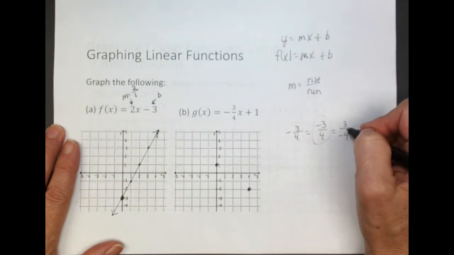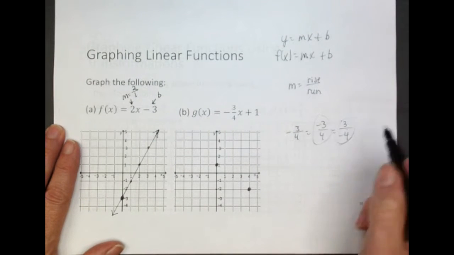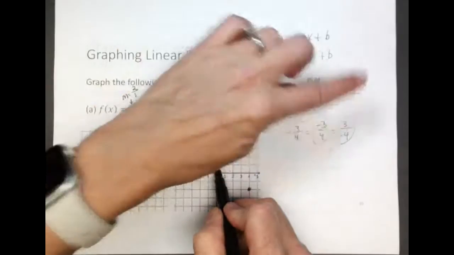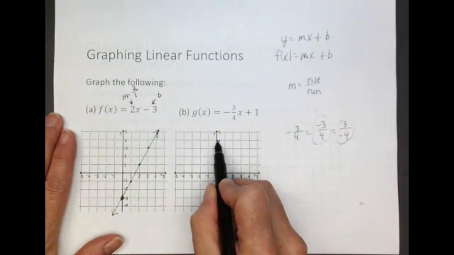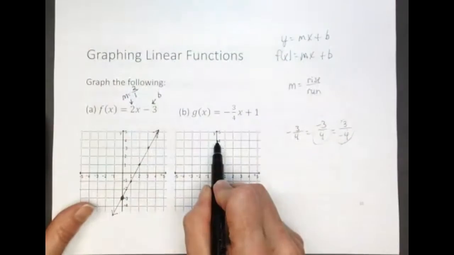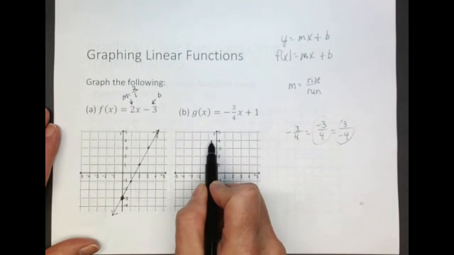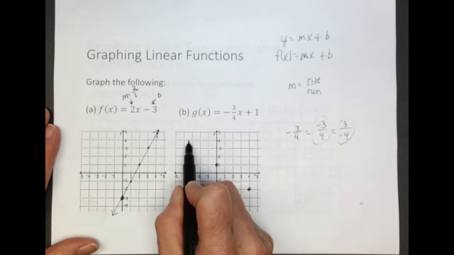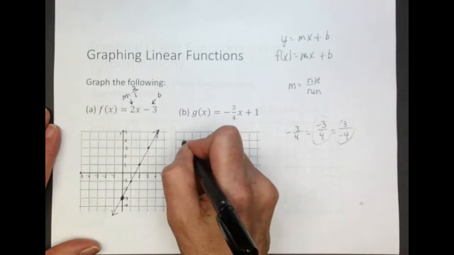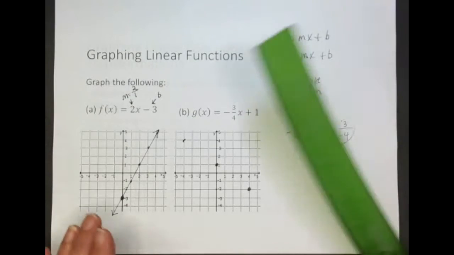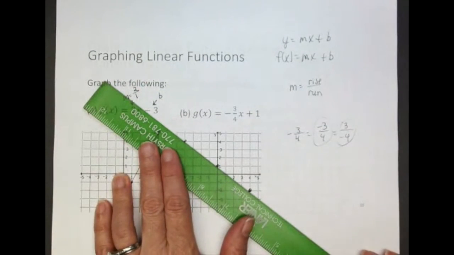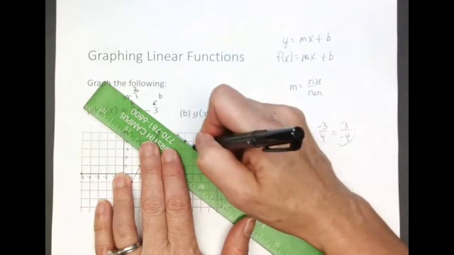Now I could have used the second version of this as well. I could have started here and done a positive 3 for the rise. That would be up 3. But then I would have a negative 4 for the run, so I would have to go left 4. 1, 2, 3. 1, 2, 3, 4. So that point would then be on the line. Doesn't matter which version I use. These are all points that are on that same line.